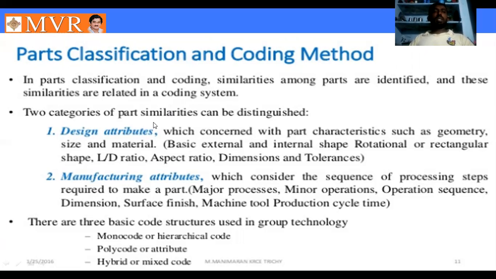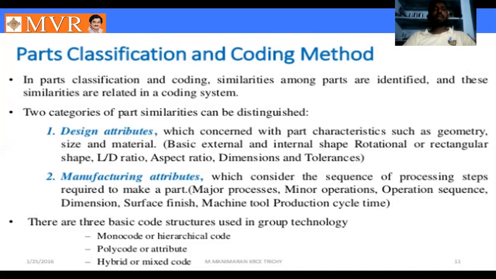See here, two categories of part similarities can be discussed below. The first one is design attributes. The second one is manufacturing attributes. Design attributes are concerned with the part's characteristics such as geometry, size, and material.